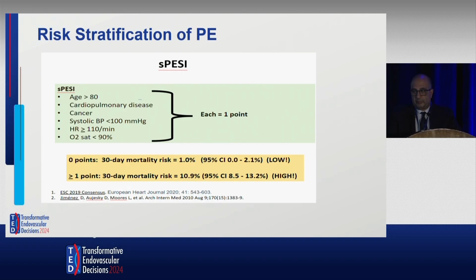As you all know, the simplified PESI score is comprised of age, cardiopulmonary disease, cancer, systolic blood pressure, heart rate above 110, and oxygen saturation less than 90%, and with anything above 1 point, the 30-day mortality is around 11%.